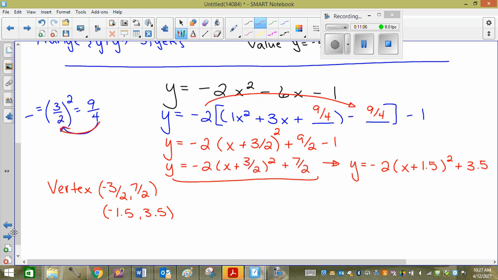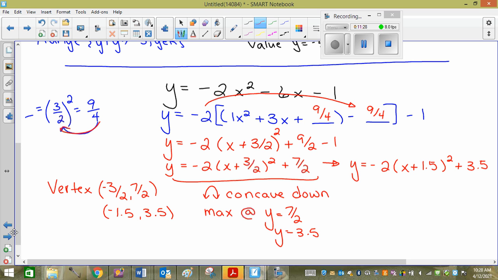Is it a max or a min, Anna? Maximum. Because it's concave down. So it's a maximum at what? Y equals 7 over 2. Or we could have written y equals 3.5, and Mrs. Lepp would have been happy with either, right? A little happier with the fraction, but I'd still be happy with the decimal.